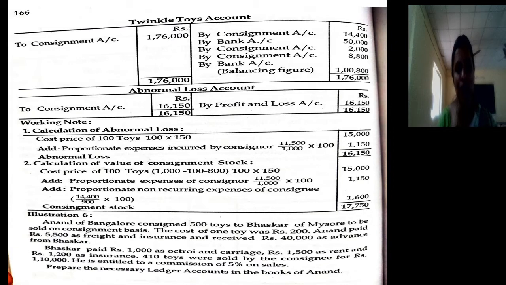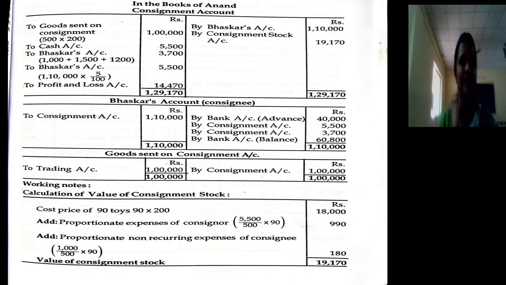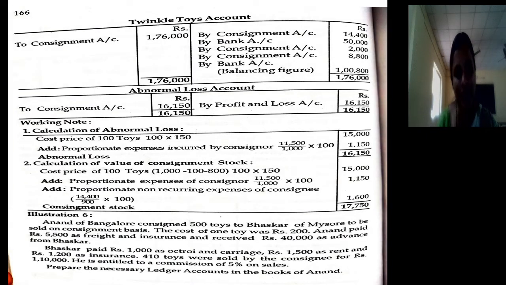The next sentence, Anand paid rupees 5,500 as freight and insurance. So Anand means consignor. When the consignor incurs expenses, journal entry, consignment account debit to cash, in bracket you write for what this. So in amount column it is 5,500. Only in consignment account this will appear. We are not preparing cash account. Then he received 40,000 as advance from Bhaskar.